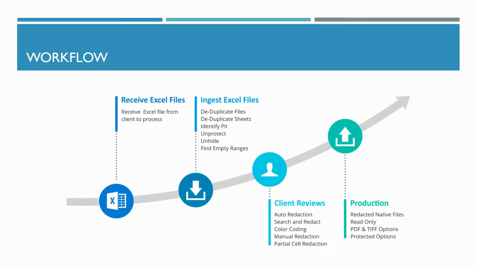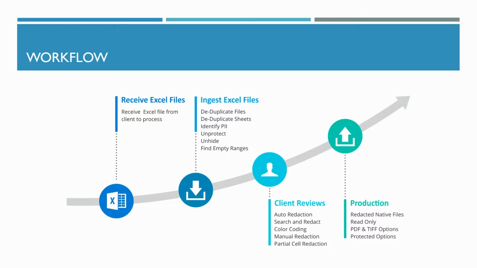The workflow of Exolution includes receiving an Excel file from the other platform and ingesting it into Exolution. When ingestion is done, it runs file level and sheet level deduplication, identifies PII and marks it for later use, and unprotects and unhides sheets and rows if a password is applied. It breaks the password and finds empty ranges and other useful information like hidden content.